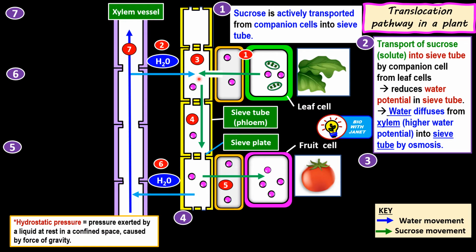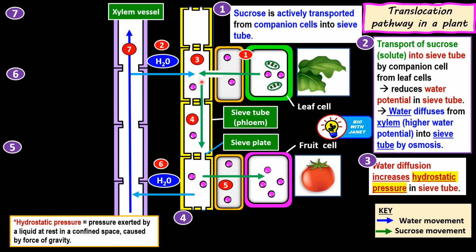Now, water diffuses from the xylem vessels, which have higher water potential, into the sieve tube, which has lower water potential, by osmosis. So sucrose has entered, and then water has also entered the sieve tubes by osmosis from a region of higher water potential to a region of lower water potential in the sieve tube. So this causes a big mass of water to flow into the sieve tubes, and the water diffusion increases the hydrostatic pressure in the sieve tube.